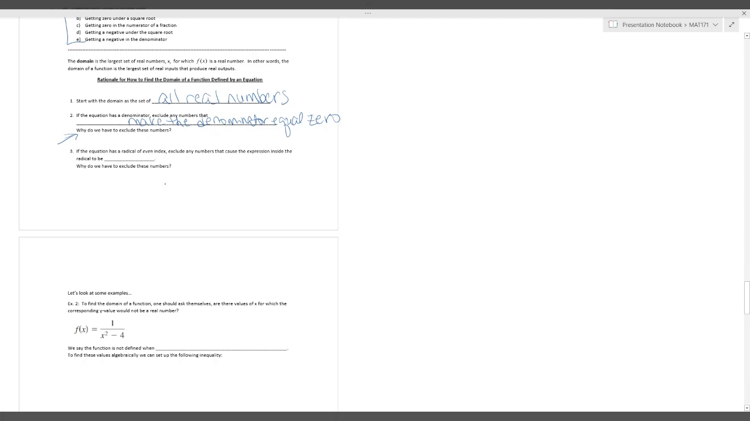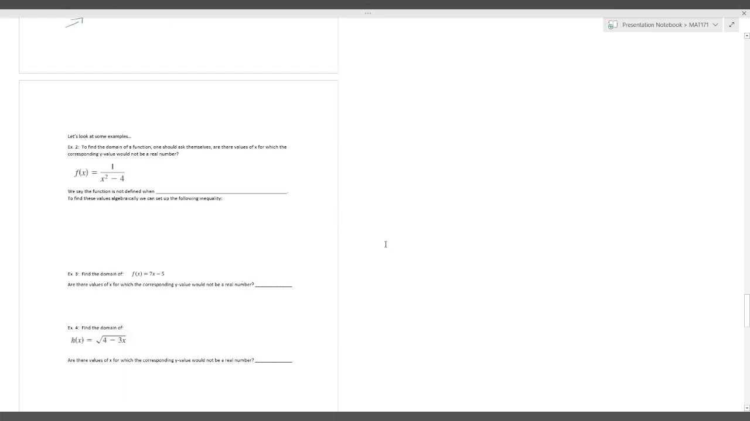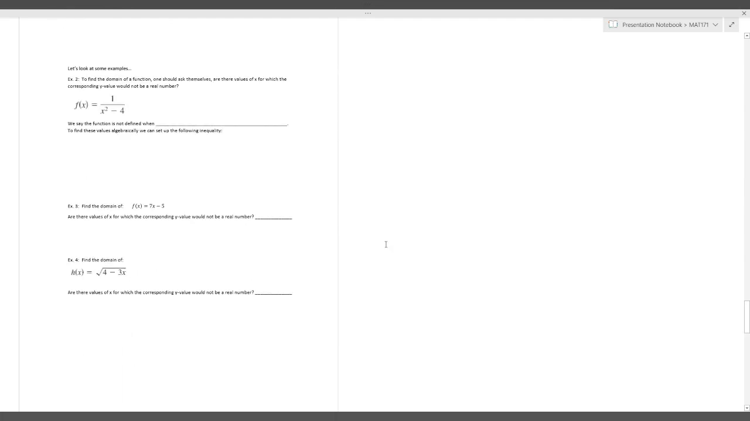Now, if the equation has a radical of even index, so we are just talking about square roots, then we want to exclude any numbers that cause the expression inside the radical to be negative. So take a moment and tell me why. Why do you think we have to exclude those numbers?